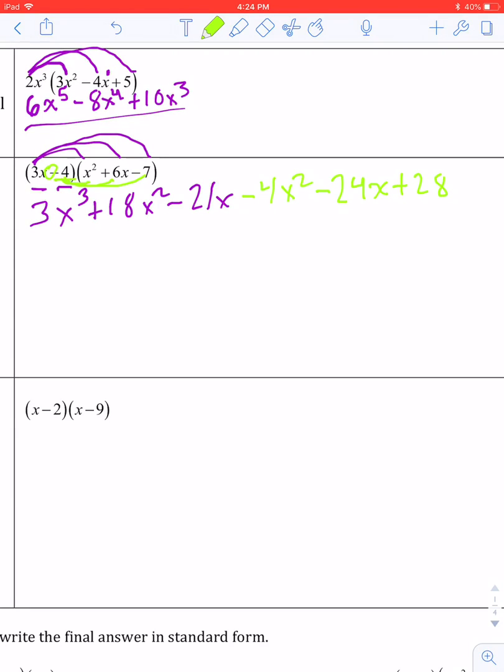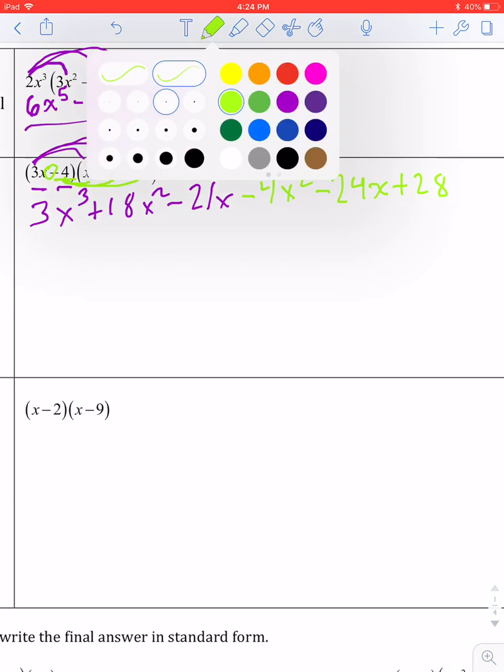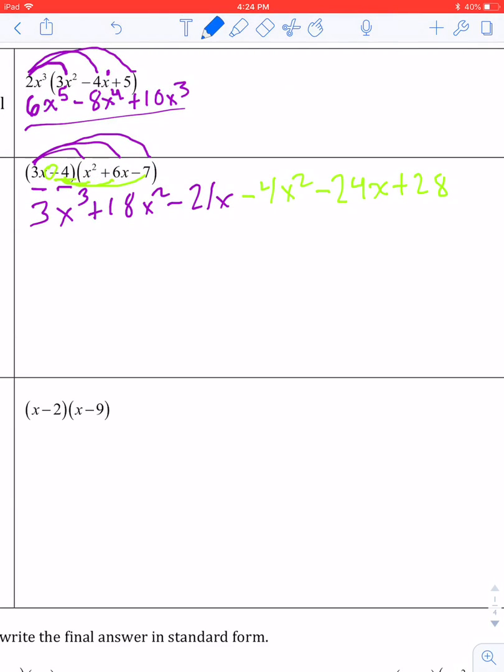Okay? So this is where the combining like terms comes in. Okay? Now for the final one, I'm going to make it a different color. I'll write it in blue. All right? Remember, we want to write it in standard form or in descending order. Okay? I'm going to write over here, just make sure we know we want it to be in descending order. Okay, so I've got 3x to the third.